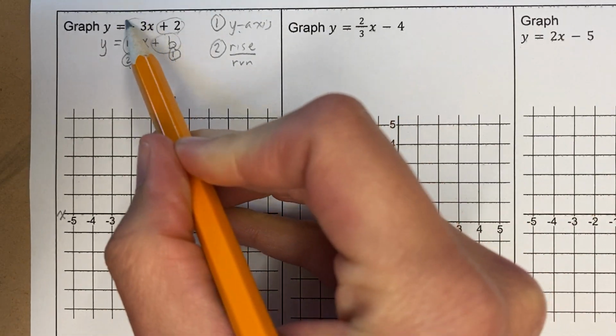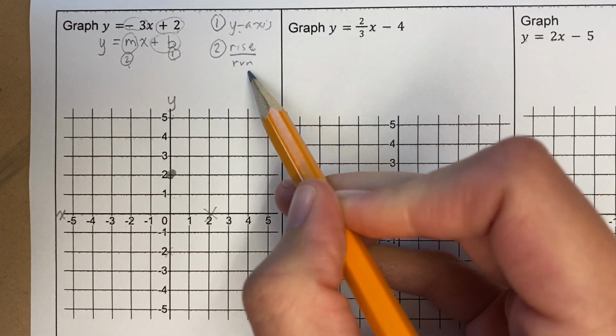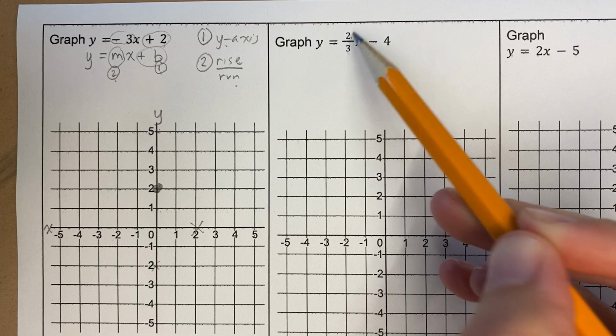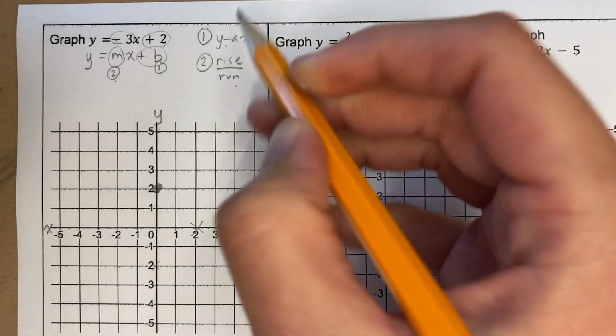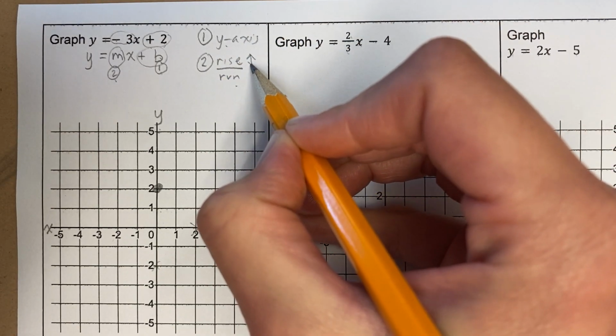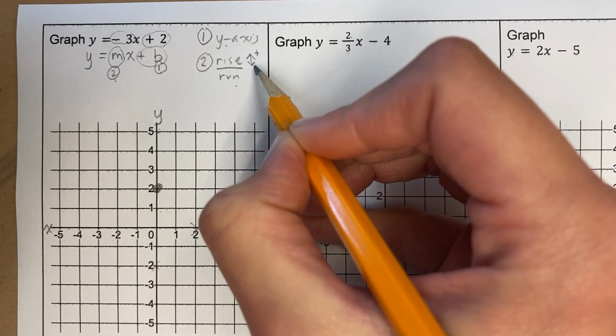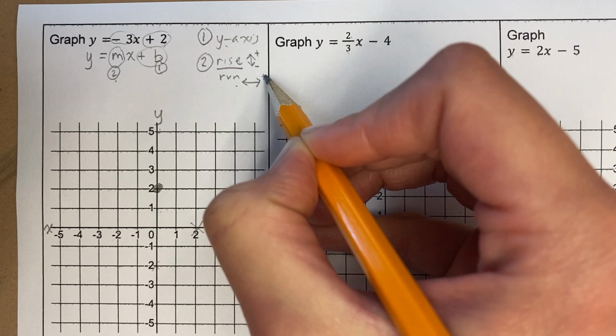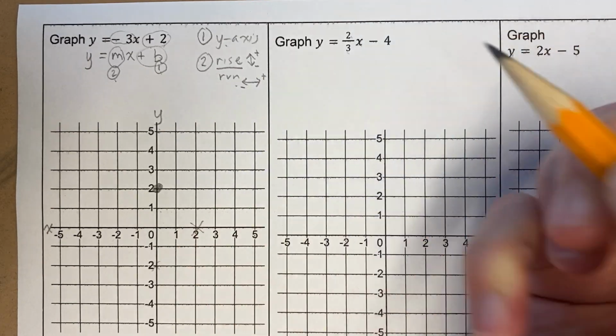Next, I'm getting this number. Now look, I want it to be rise over run. So look, here I have a fraction. That's already rise over run, okay? The rise is the up and down motion. If it's positive, we go up, and if it's negative, we go down. The run is the left to right motion. If it's positive, we go right, and if it's negative, we go to the left.